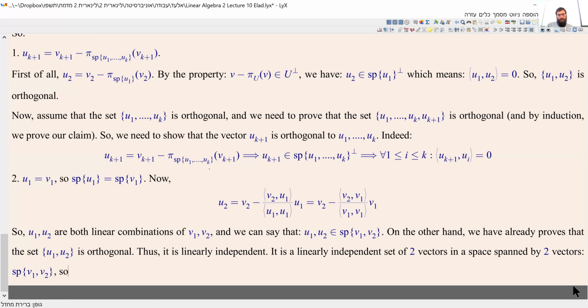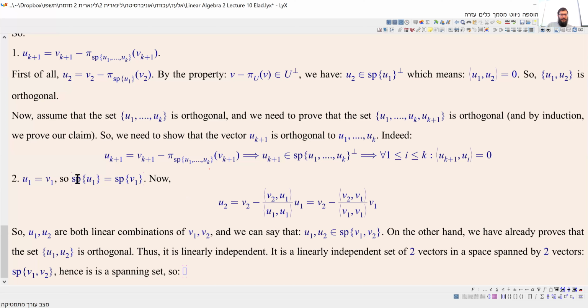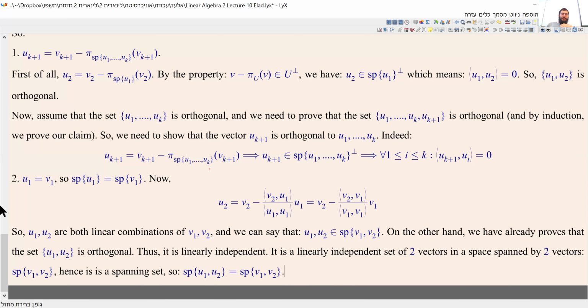So it is, hence, I use some fancy words like that. Hence it is a spanning set. So indeed, the subspace spanned by U1, U2 is actually the same as the span of V1, V2. But one can do this process over and over again.